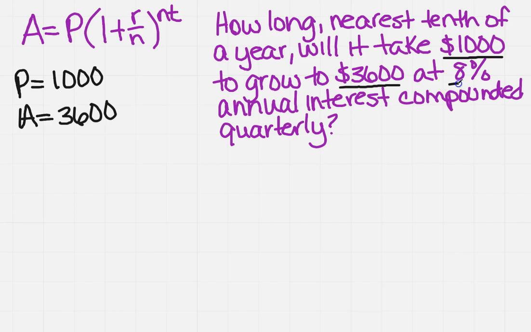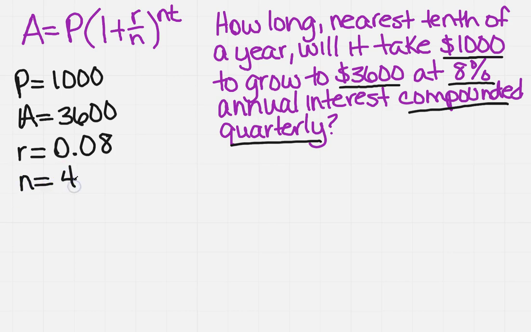I've got an 8%. So that's going to be my rate. Now remember, you need to write that as a decimal. So that's going to be 0.08. And then here's the key. It says compounded quarterly. So that means that my N is going to equal 4, because there are 4 quarters in a year.